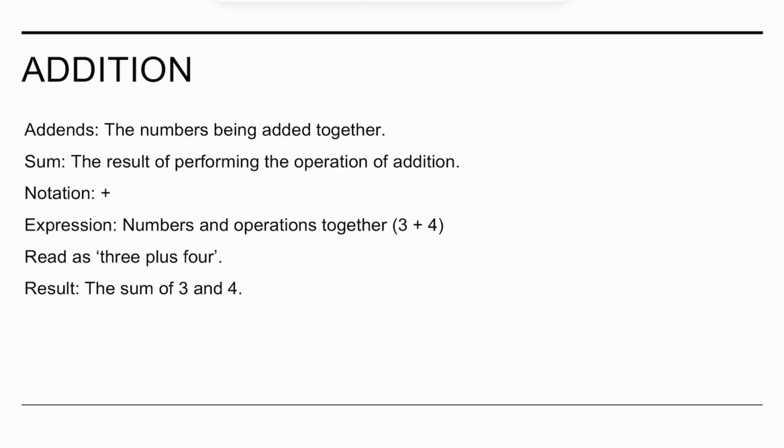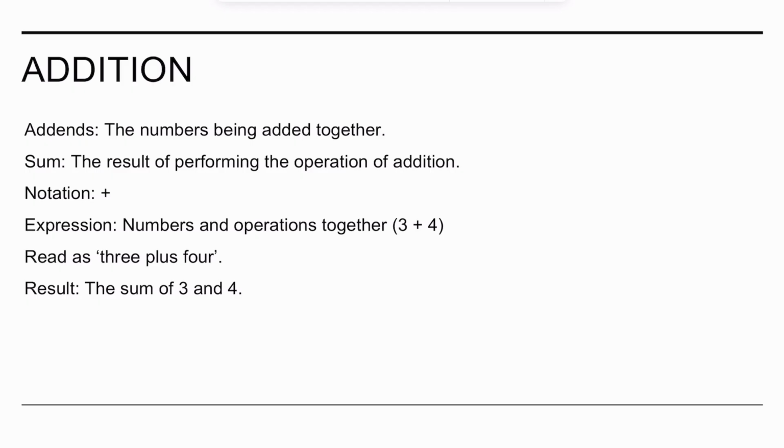So in addition, we've got two numbers or more being added together. And so the numbers that are being added together are collectively referred to as the addends. And so the result of performing an operation where we're adding numbers together is called the sum. The notation we use for this is the little cross symbol, so that's a plus. And the expression would be, as an example, 3 plus 4.